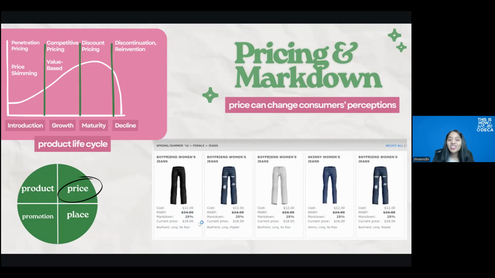And then the final stage of the product life cycle is decline. And this is the stage when your product is not in the spotlight anymore and there are new products that are overtaking it. At this stage, you might want to consider discontinuing your product or reinventing it completely so that new products can come into the market and you can continue making profits.